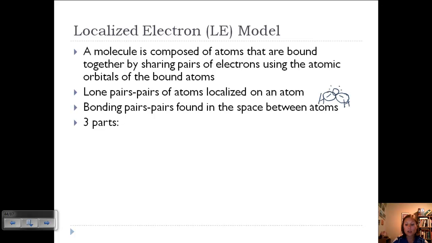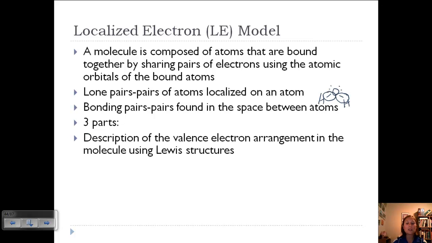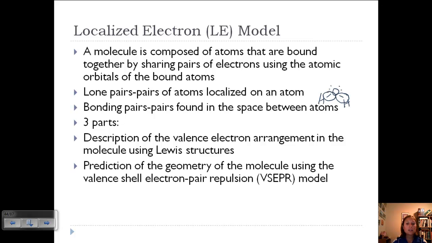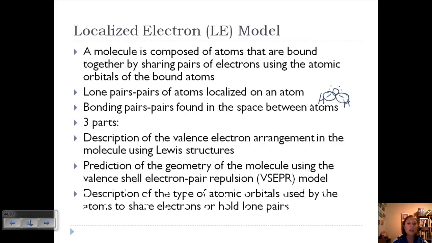Okay, there are three parts of this localized electron model. The first is the description of the valence electron arrangement in the molecule. We use Lewis structures in order to do that. We will talk about Lewis structures. Prediction of the geometry of the molecule is through VSEPR, which represents valence shell electron pair repulsion. So again, next time we're going to talk about Lewis structures, VSEPR. And a description of the type of atomic orbitals used by the atoms to share electrons or hold lone pairs. And so we can take Lewis structure and VSEPR and come up with different geometries. And so that's what we'll be doing next time.